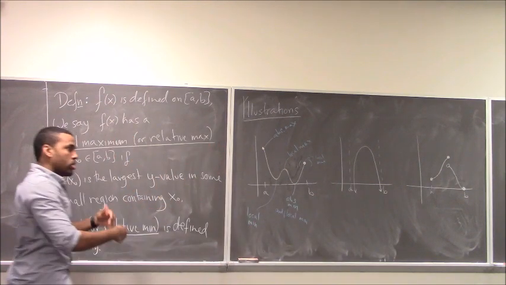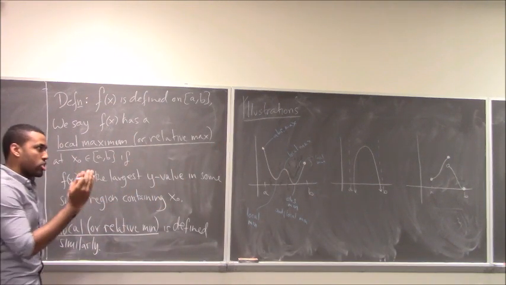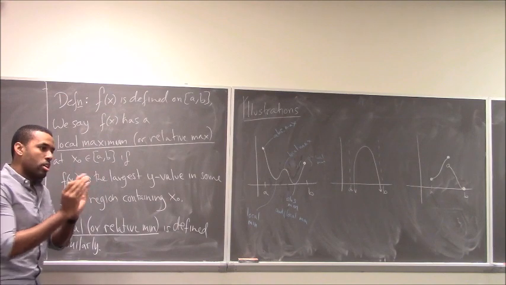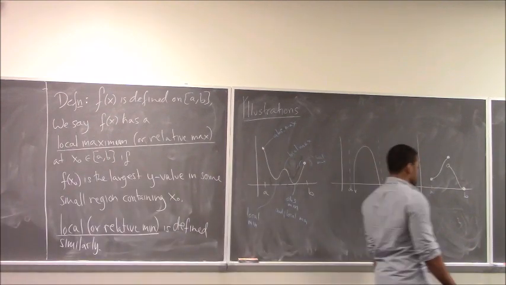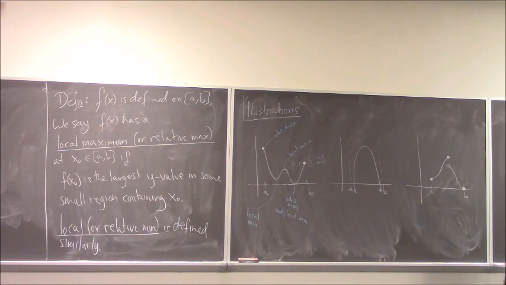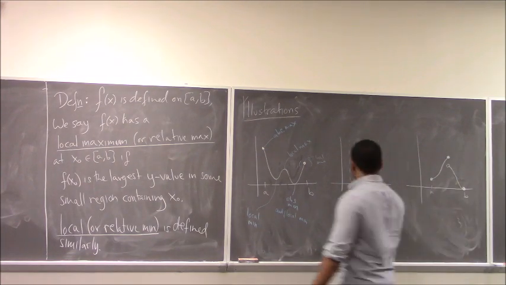But that's the difference. There's a global sense when you're looking at the entire picture overall, and then there's a local sense where you're just looking in very small regions surrounding points. And both of these have significance. What about this guy?